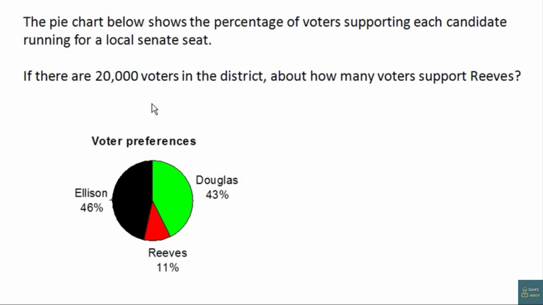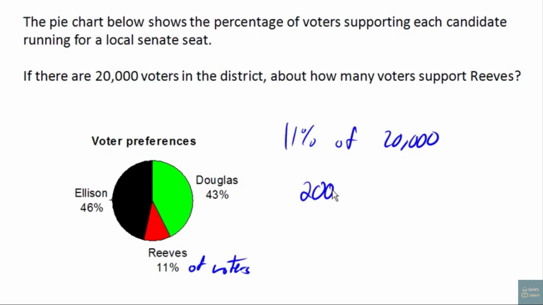So to answer this question, we're going to use our percentages here to help us out. This is telling me that 11% of voters are supporting Reeves. So to find 11%, so we want 11% of the 20,000 voters, we just need to multiply 20,000 times 11% written as a decimal. So we're finding 11% of 20,000, which is about 2,200 voters.